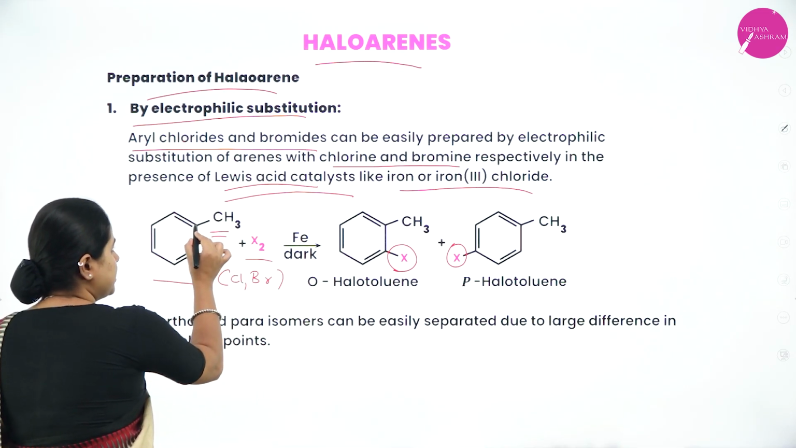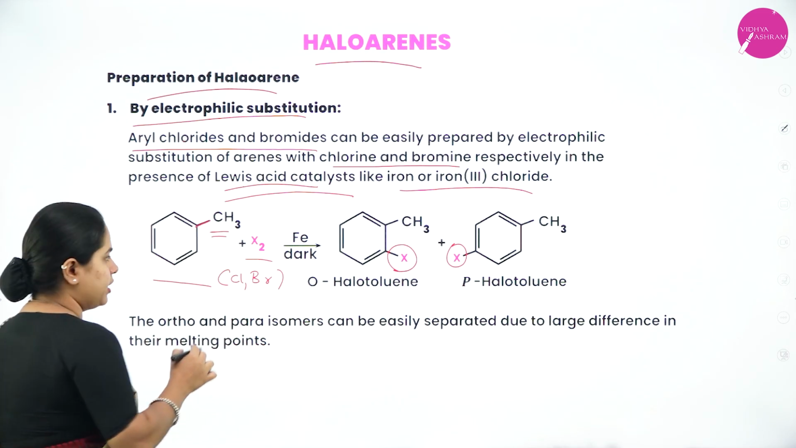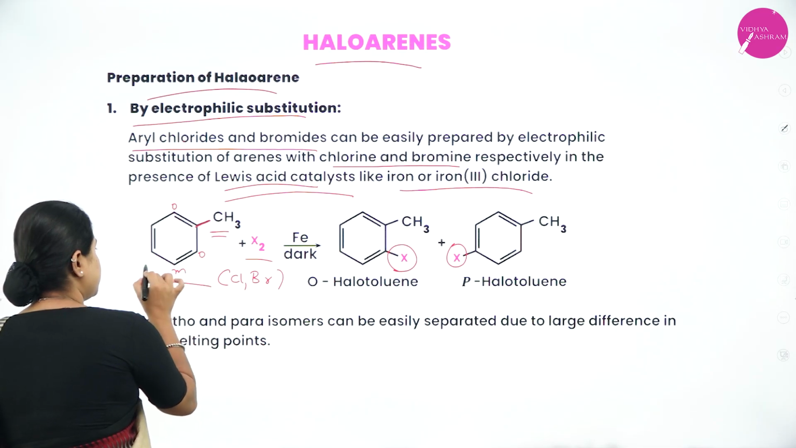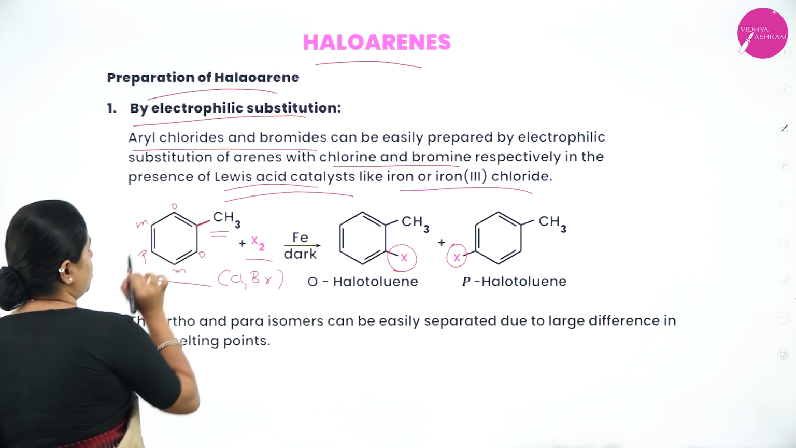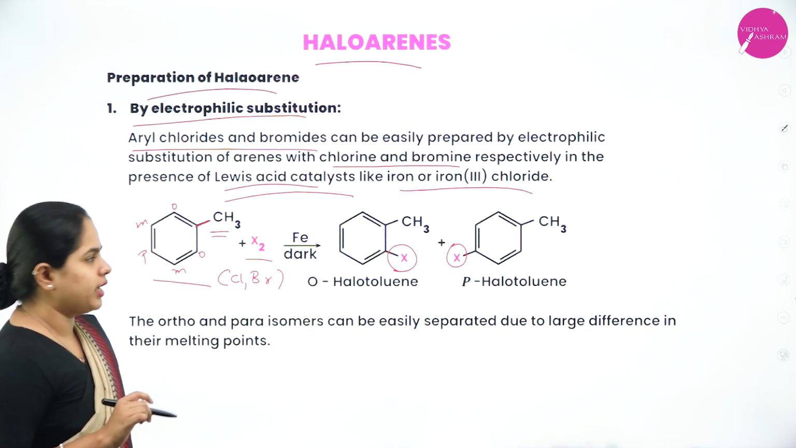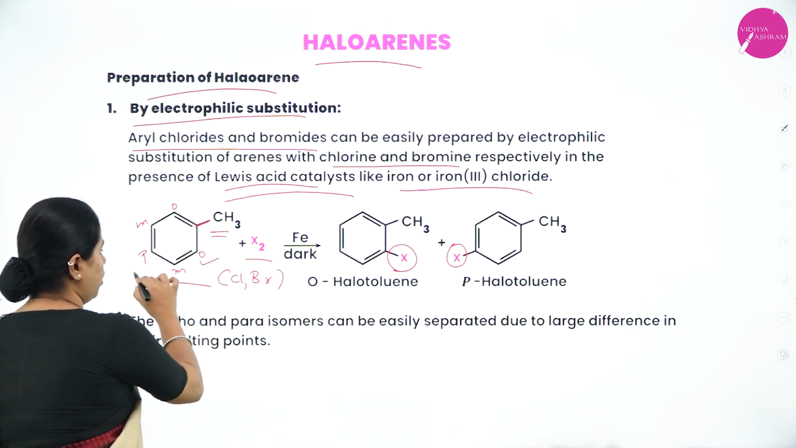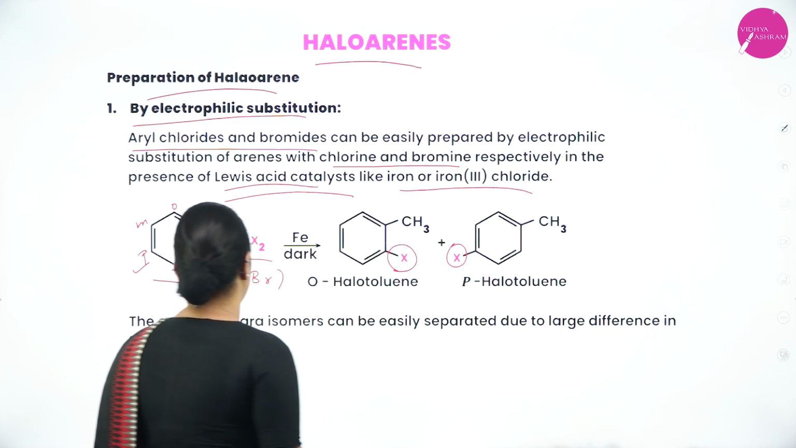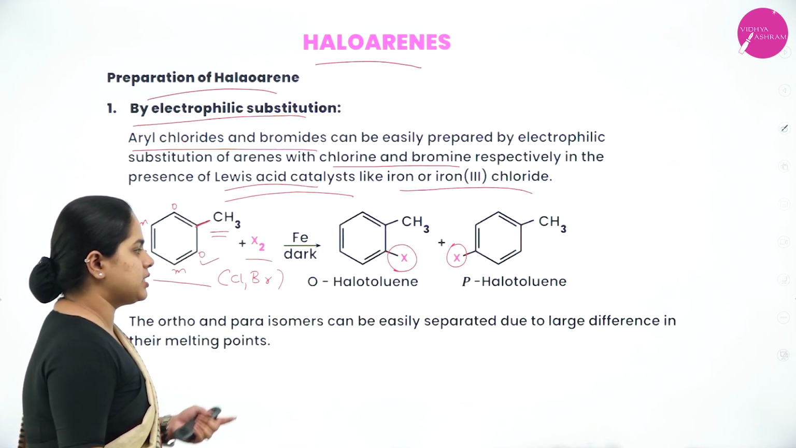As you can see, this is the methyl group where it is attached. This is the ortho position. This is the ortho position. This is meta position. This is the para position, and this is also the meta position. Right? Okay. So the products that you are getting will be either in the ortho position or in the para position. Right? This is the ortho position and this is the para position. The ortho and para isomers can be easily separated.